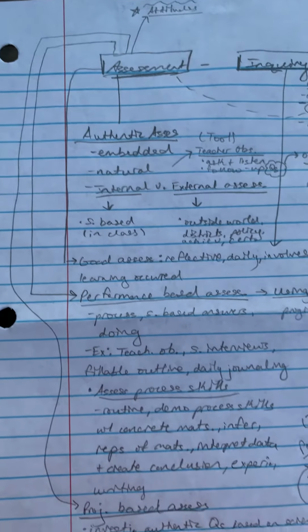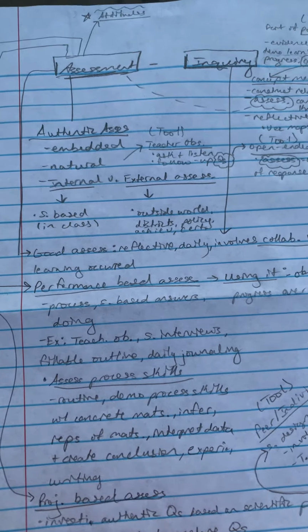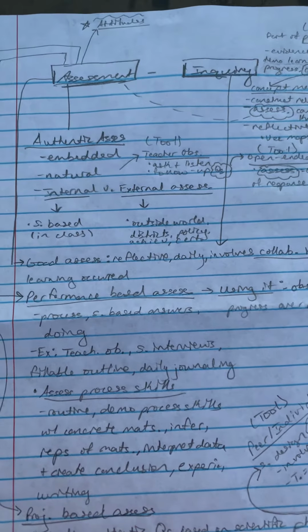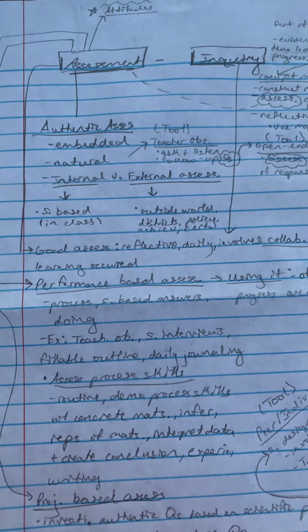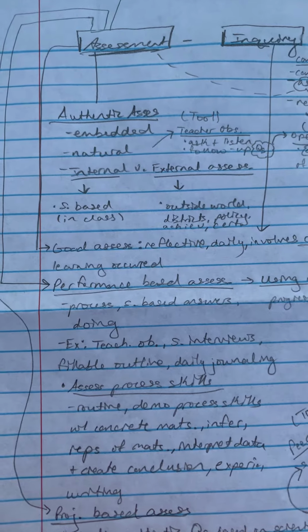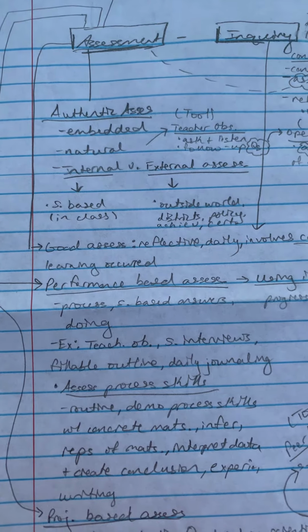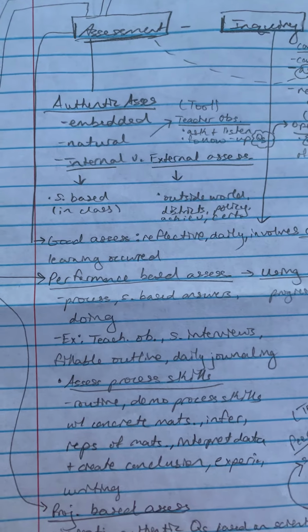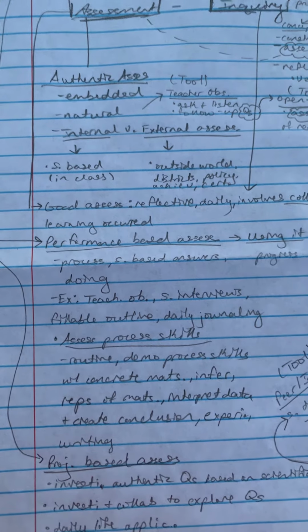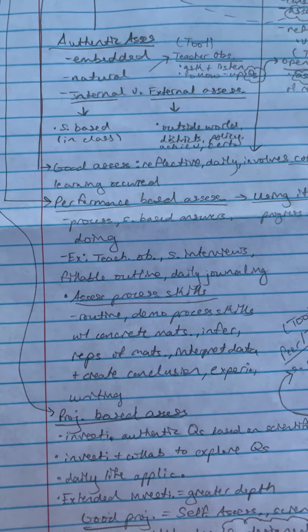Then we moved into good assessment, which is reflective, it's daily, it involves collaboration and inquiry, and learning occurred is what you're looking for. Performance-based assessment is looking at the process, student-based answers, and their doing. So examples are teacher observations, student interviews, offering fillable outlines, daily journaling. Then you're going to assess those process skills.